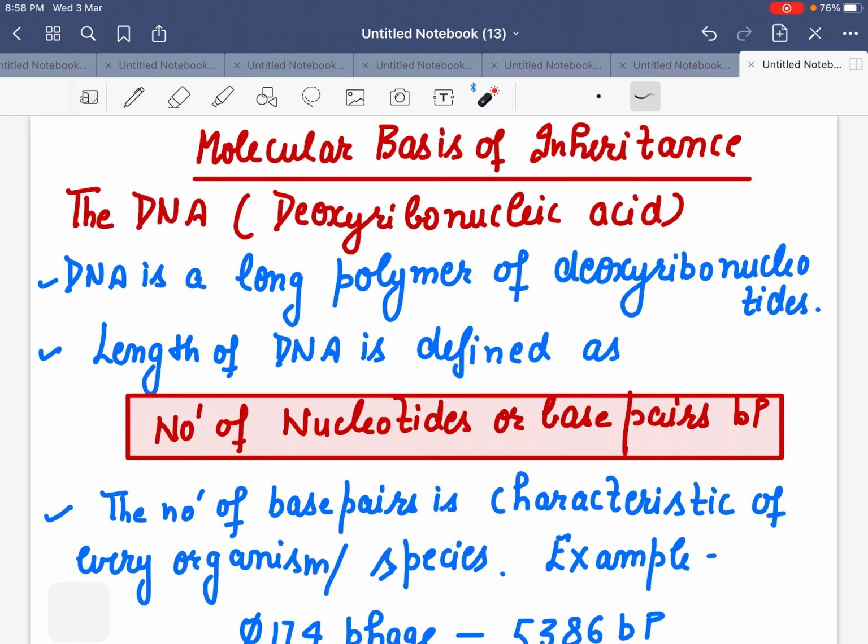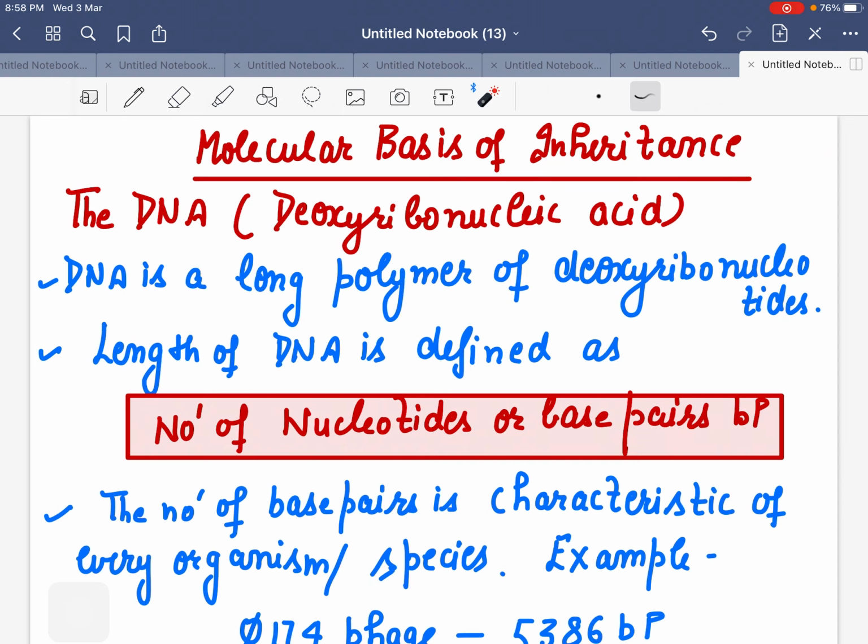As you know, now that you have given pre-boards also, there should be a clear picture in your mind that in this chapter we have talked about two molecules, one is DNA and another is RNA, right? And we have talked about the genetic material. So first, what is DNA? It is deoxyribonucleic acid.